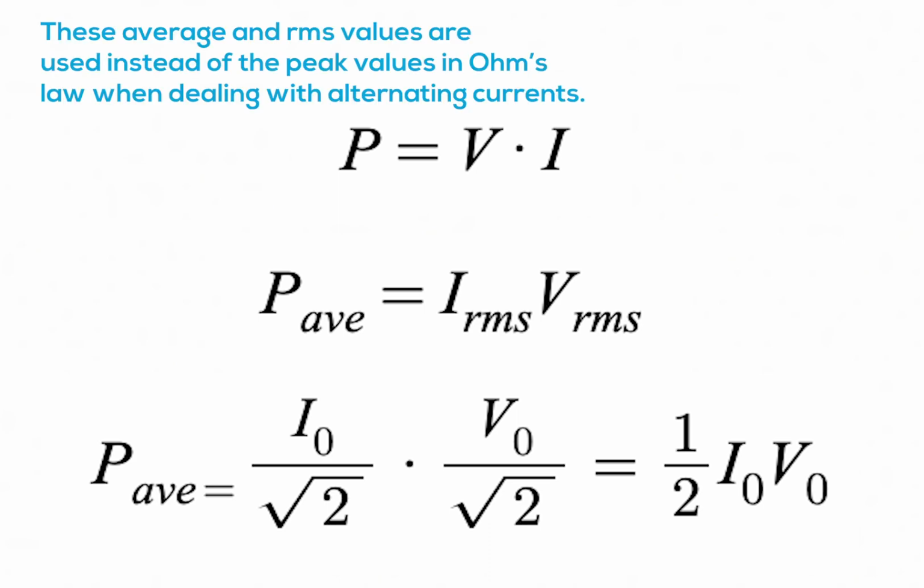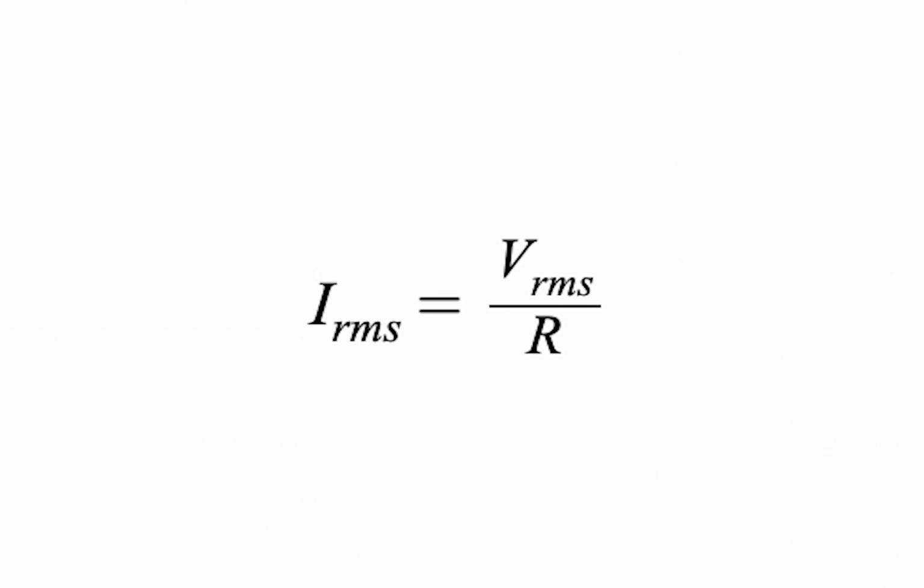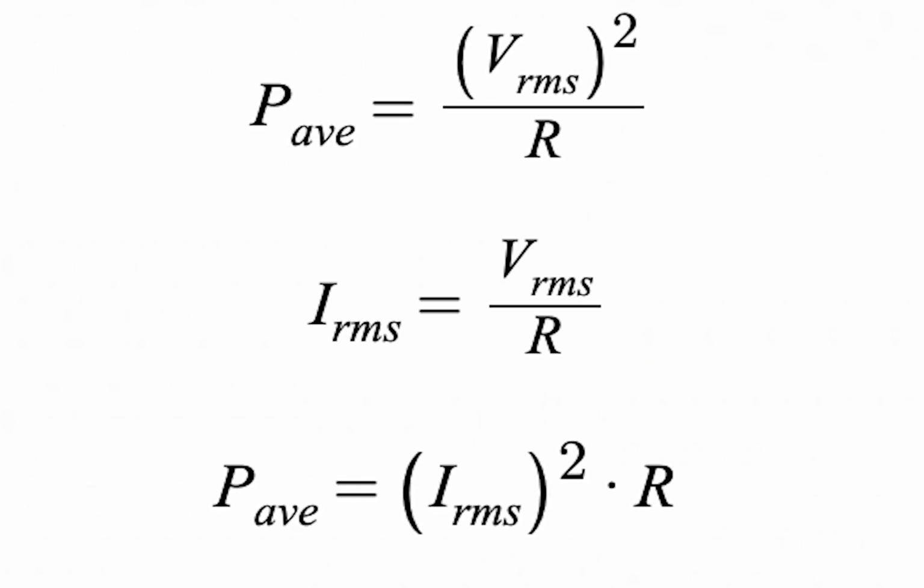These average and RMS values are used instead of the peak values in Ohm's law when dealing with alternating currents. We actually took a look at Ohm's law earlier, so just as a reminder, it is V equals I times R, where V is voltage, I is current, and R is resistance. Resistance, by the way, describes the opposition to current flow in an electrical circuit and is measured in ohms. We will assume that resistance is a constant here. Thus, Ohm's law, written for alternating currents, is this, where the RMS current is equal to the RMS voltage divided by the resistance. From that equation, you'll see other expressions for finding the average power, including these.